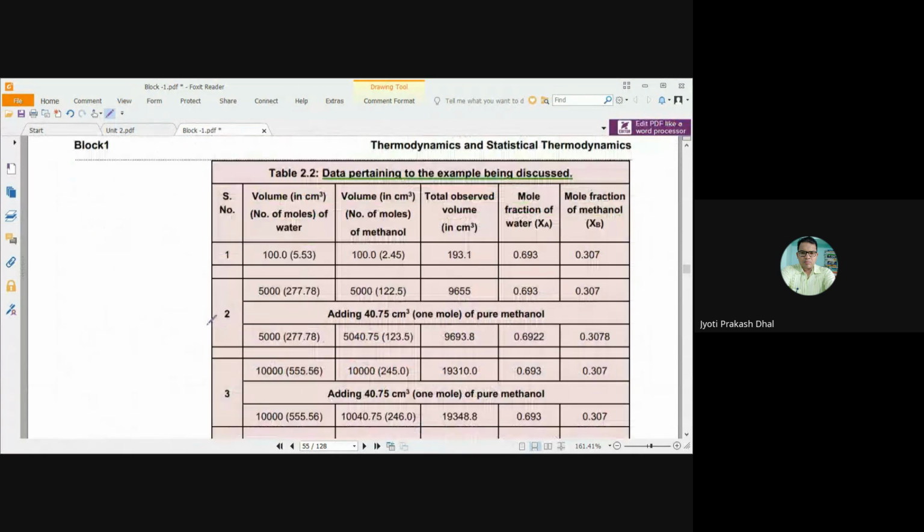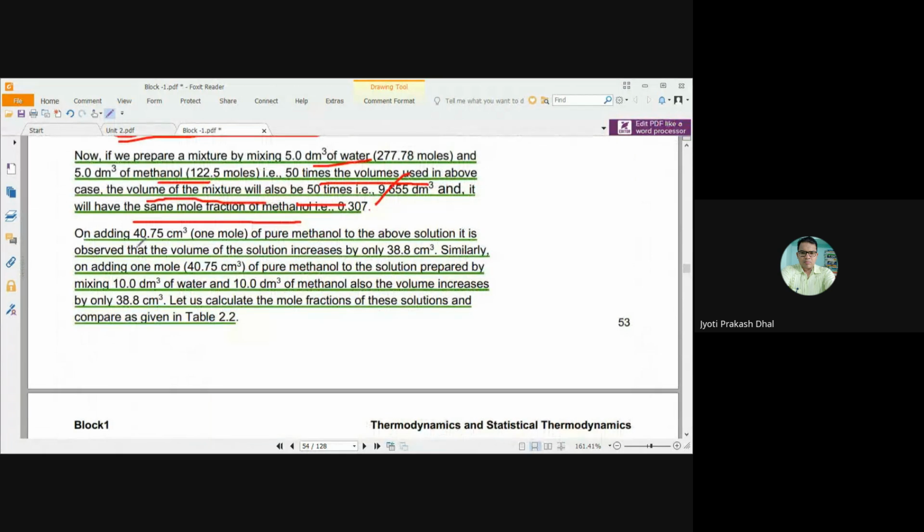So here on mixing 40.75 ml, that is 1 mole of pure methanol, to the above solution, it is observed that the volume of the solution is increased by 38.8 ml. Similarly, on adding 1 mole of pure methanol to the solution prepared by mixing 10 ml of water and 10 ml of methanol, the volume also increases. So here also the volume increases by 38.8 ml.